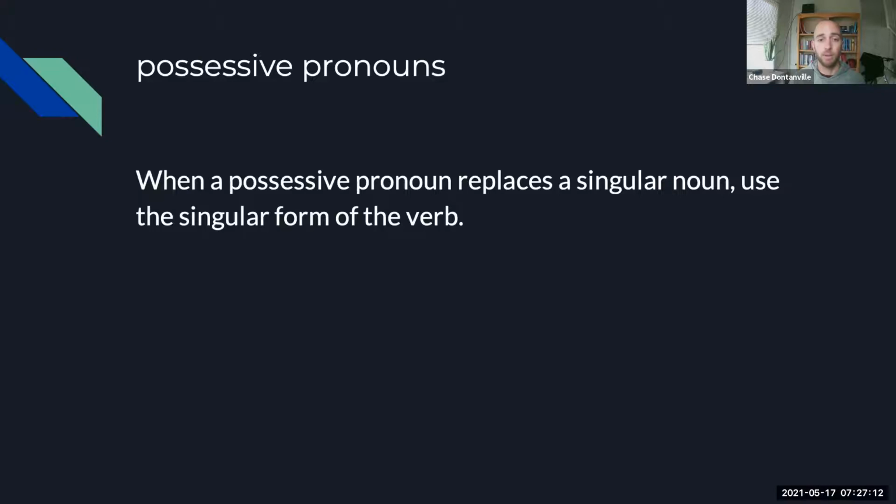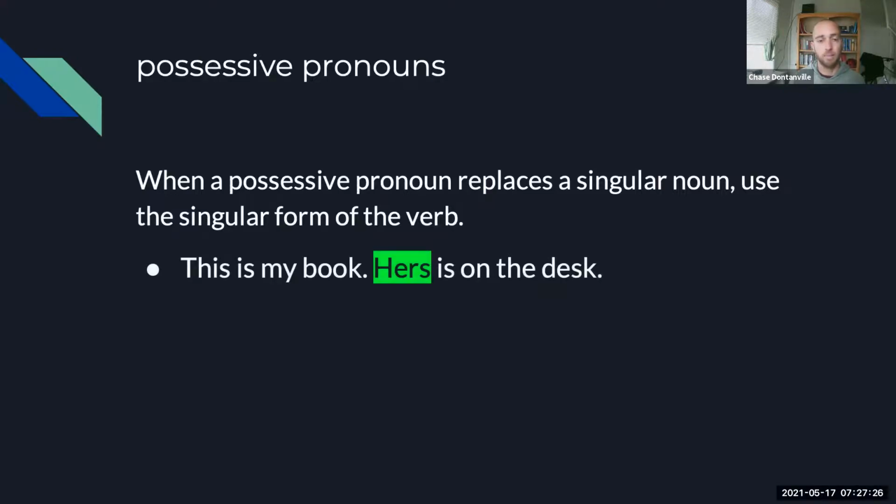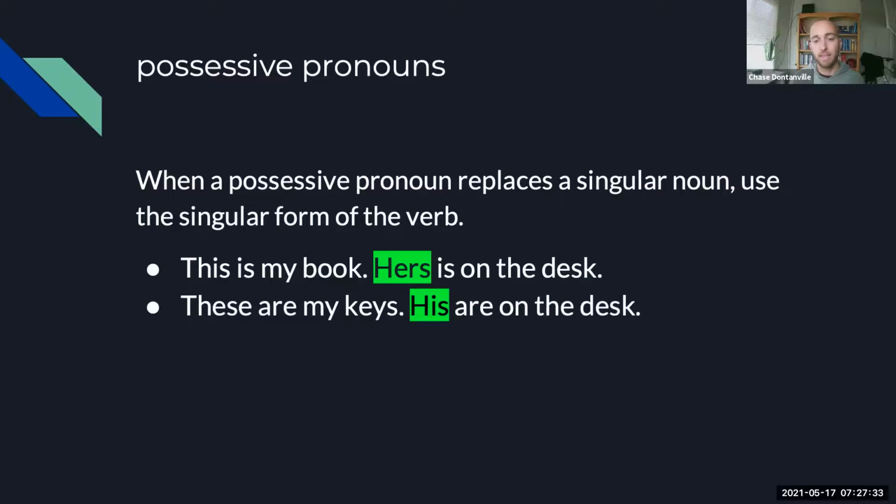When a possessive pronoun replaces a singular noun, use the singular form of the verb. So this is subject-verb agreement, right? Make sure the subject and the verb agree. For example, this is my book, singular. Hers is on the desk. These are my keys, plural. His are on the desk. You see hers and his, these possessive pronouns, they are the subject of the sentence.